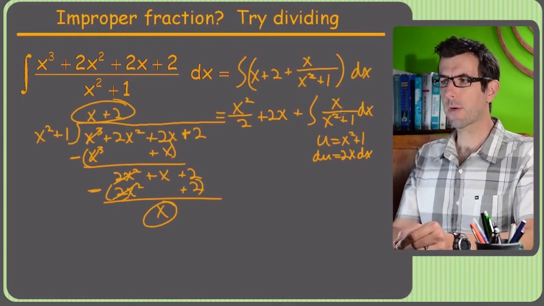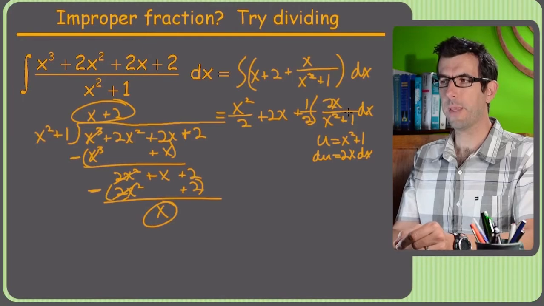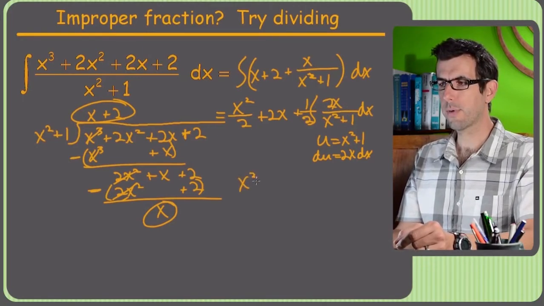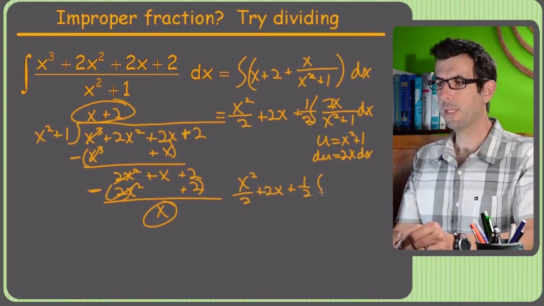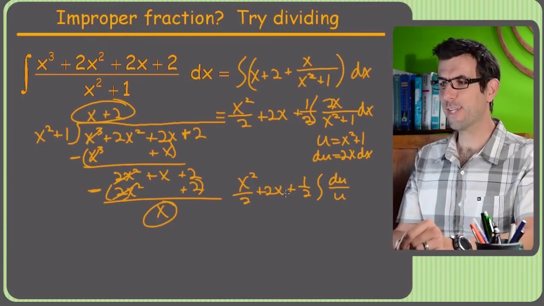All right, so that's going to work if I just put, I need a 2 here, which means I need to put a 1/2 out front. But now I've got that, what does this rewrite to? So it's got x squared over 2 plus 2x plus 1/2 times the integral of du over u. So what is du over u integrate to? That's right, it's another natural log.